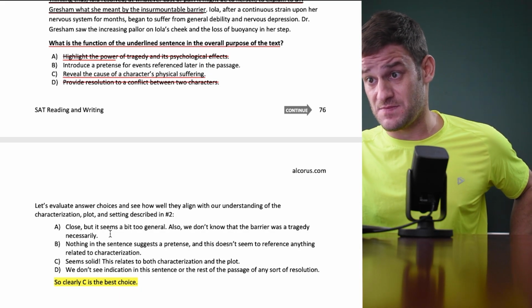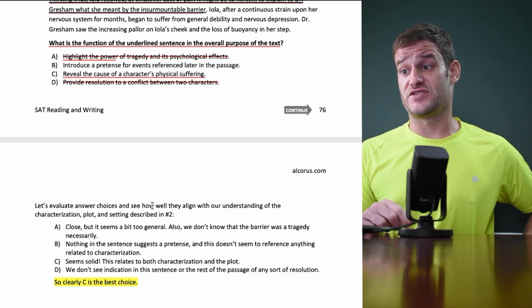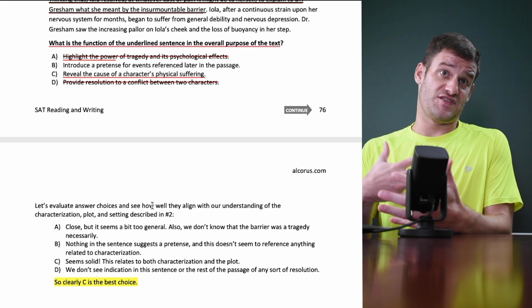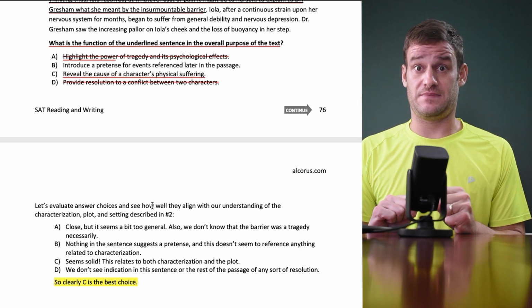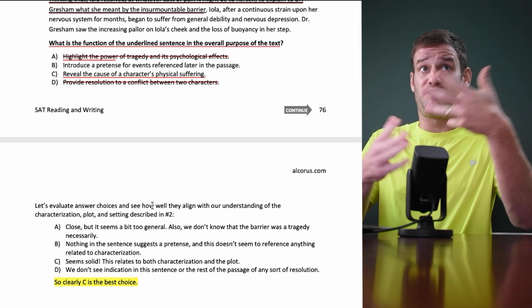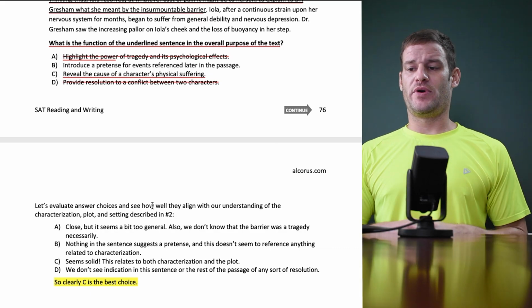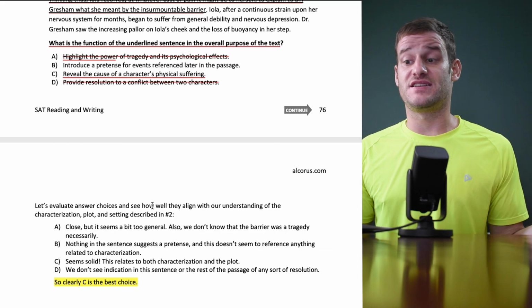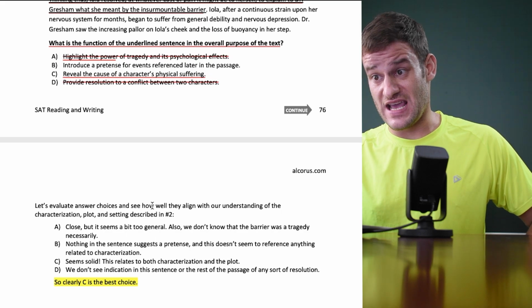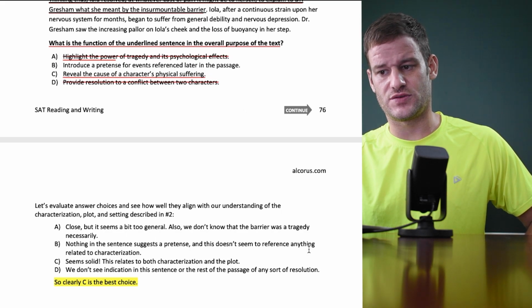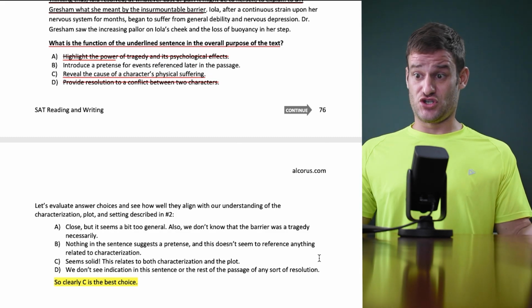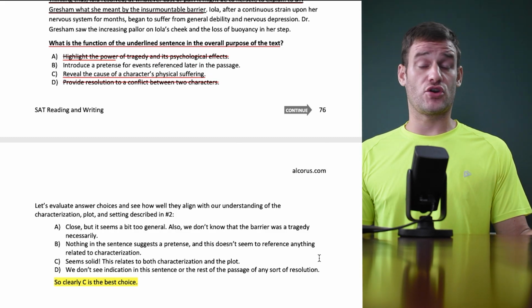If you looked at C, reveal the cause of a character's physical suffering, we did see the physical symptoms. C seems to relate to the main idea, right? Yes, it's a function, but thinking about what we know about characterization, setting, and plot, C seems pretty good. And then D, again, we didn't really see anything about conflict or a resolution of conflict, so you'd eliminate D. I would choose C, and indeed that is our correct answer.